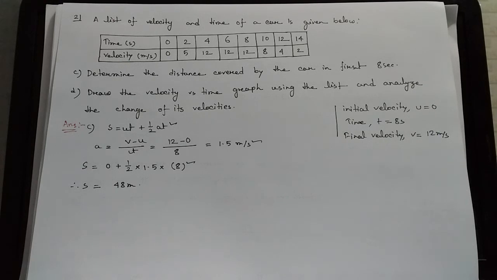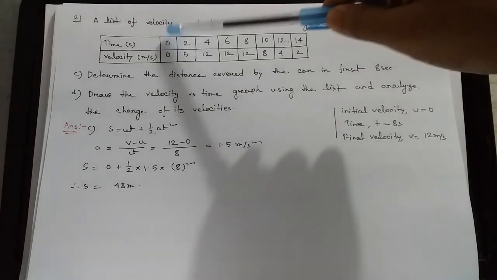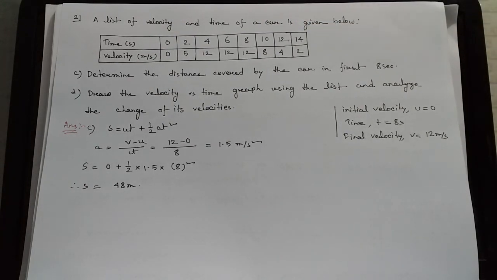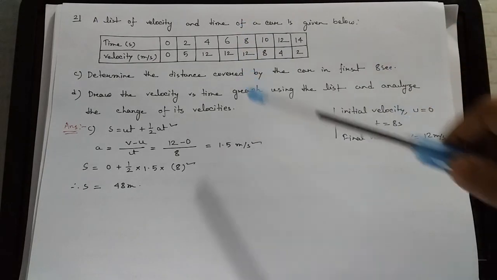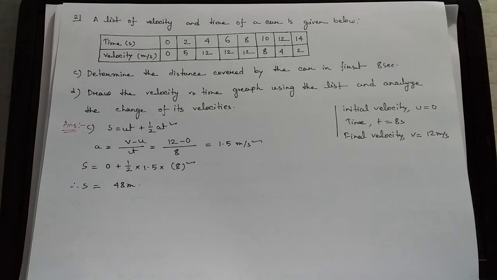So for question C, we have to determine the distance covered by the car in the first 8 seconds. For the first 8 seconds, the initial velocity is 0, and the final velocity at 8 seconds is 12 meters per second. Time is 8 seconds. So for determining the distance we will use the equation of motion s equals ut plus half at squared. The values of u and t are known to us, but what will be the value of acceleration a?